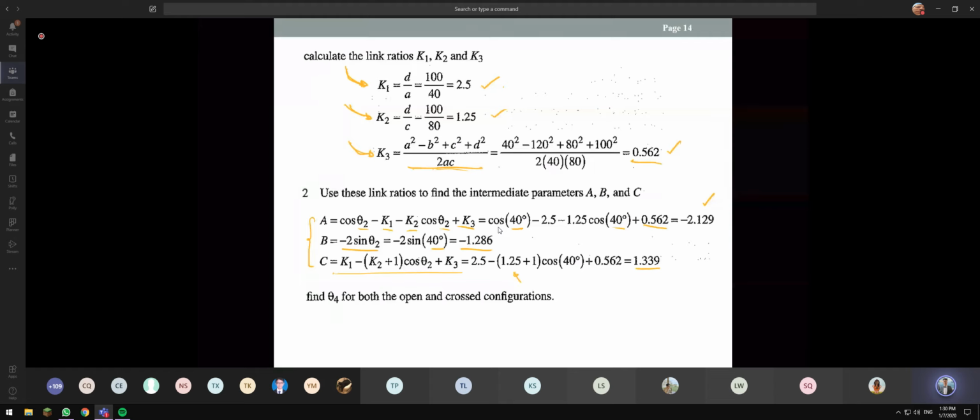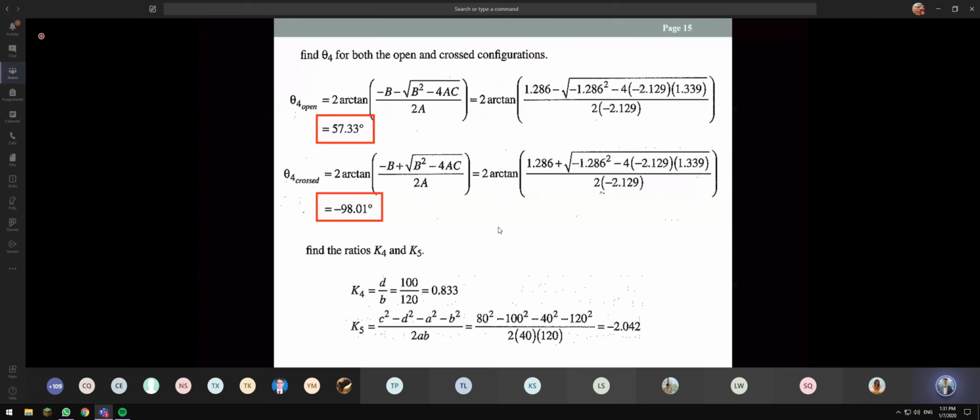With this, we can find the theta 4, but we will find both the open and the cross circuit configuration. So we will get this 57.33 and minus 98.01. Okay.